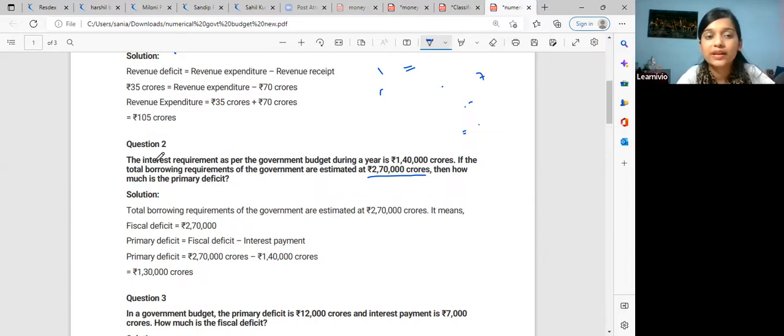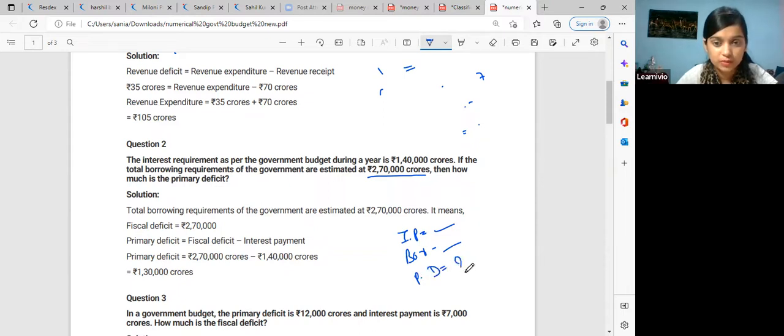In the question, you will be writing interest payment equals to this value, and borrowing equals to this value. You have to find the primary deficit. Just write your questions like this. First write interest payment equals to the value, then write borrowings equals to the value, and write primary deficit equals to question mark, and then do the solution. Write the formula and solve.